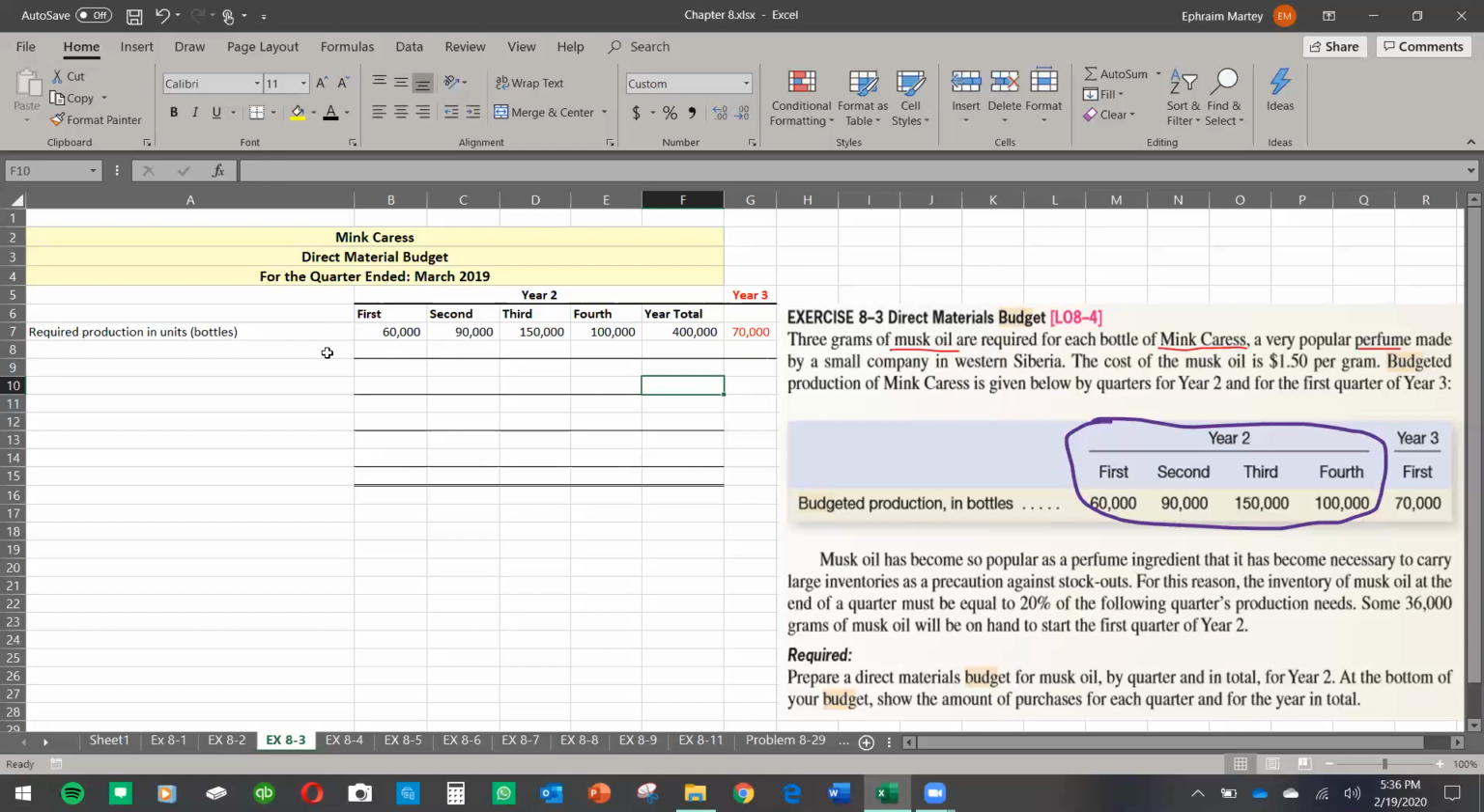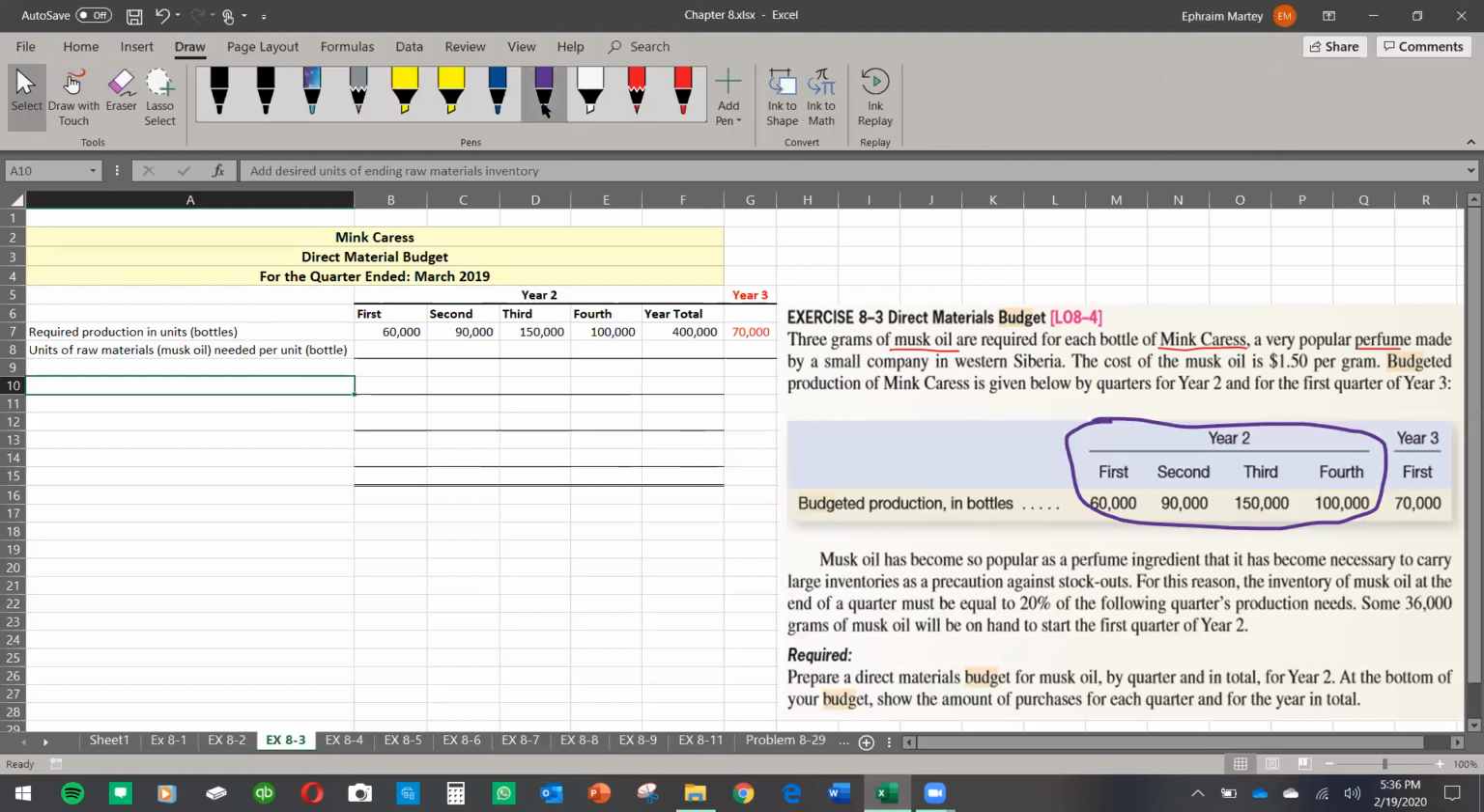Now this is what they want to produce, but we have learned in previous chapters that for something to be produced, there is a need for direct material, direct labor, and manufacturing overhead. Here we're only dealing with direct material. This is the direct material budget, and the direct material this company uses is musk oil. So we ask ourselves: how many units of direct material are needed per unit produced? Direct materials are measured in units anyway.